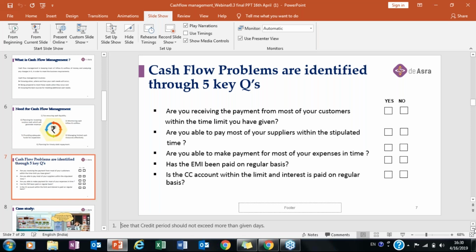So the first question revolves around the fact that whenever you are providing goods, make sure that you receive the payment on the given day, within the days of credit you've given to the customer. If the answer is yes, then there are fewer chances that you will have a cash crunch or problems in your cash flow. But if the answer is no, then there might be high chances that your business would face cash flow problems.